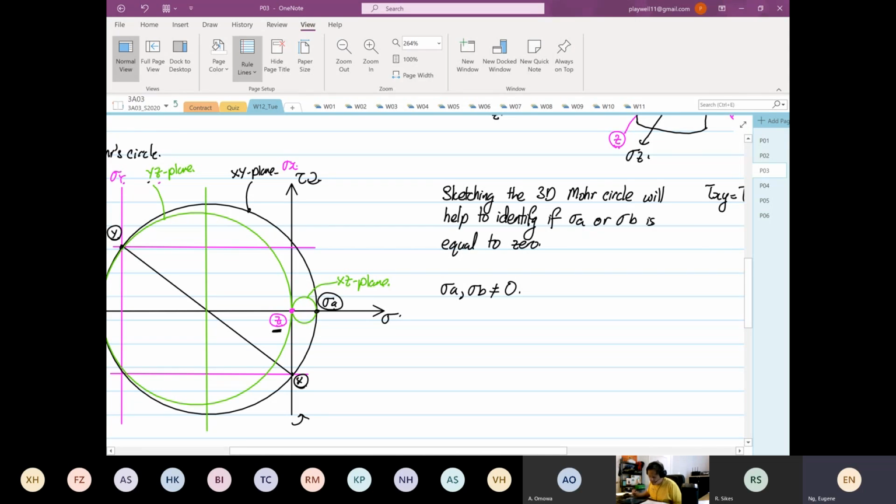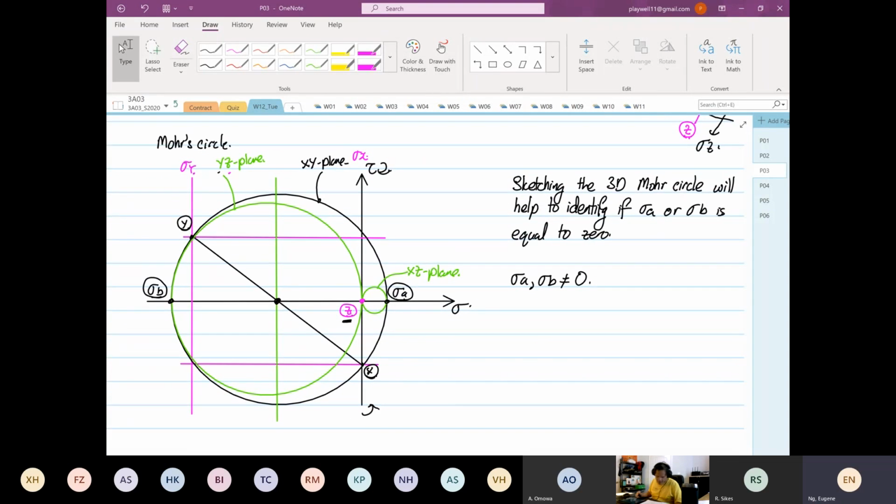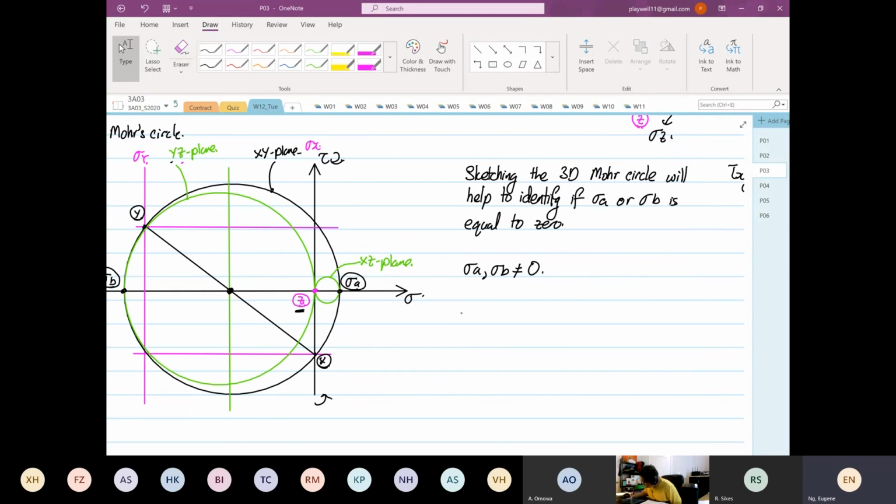Okay, so the next thing we do, very standard protocol, we are going to find the center of circle, which is over here. We're interested in the biggest diameter now, because it's where we can find our stress A and stress B. So we look at the center of circle, which for our case is also known as the stress average.